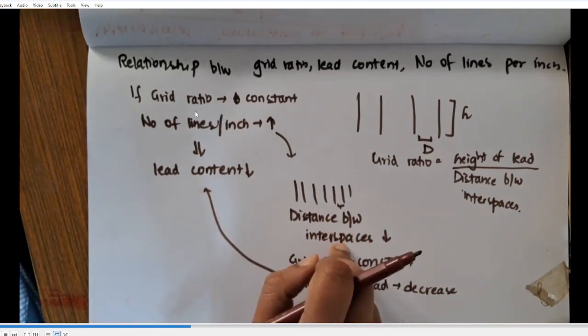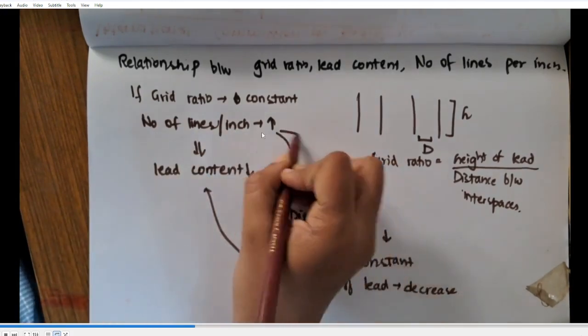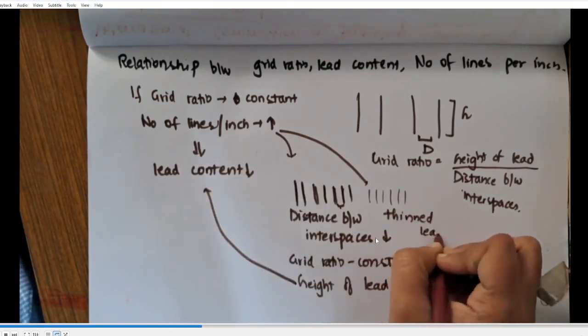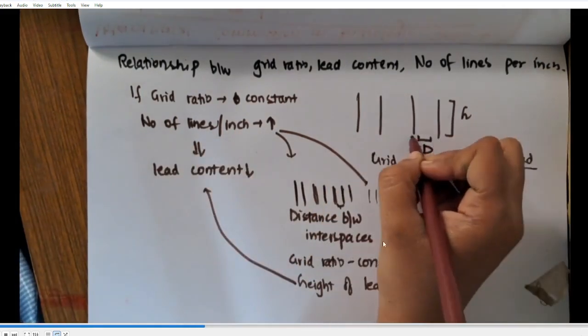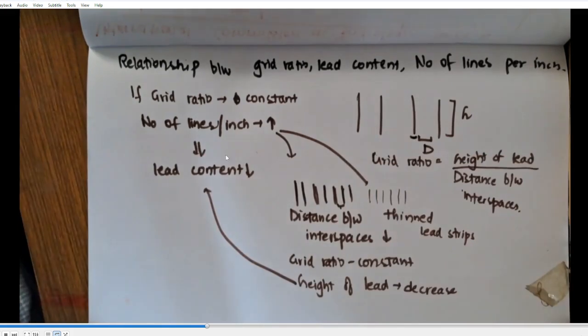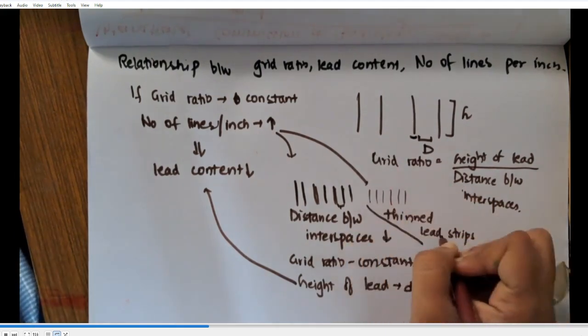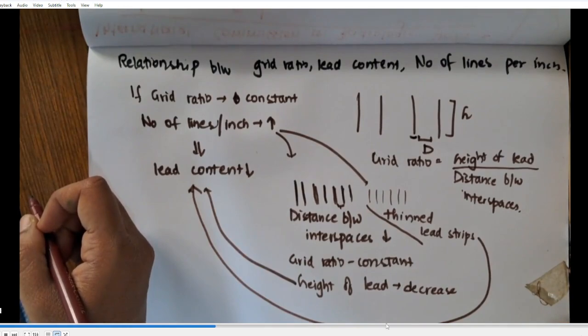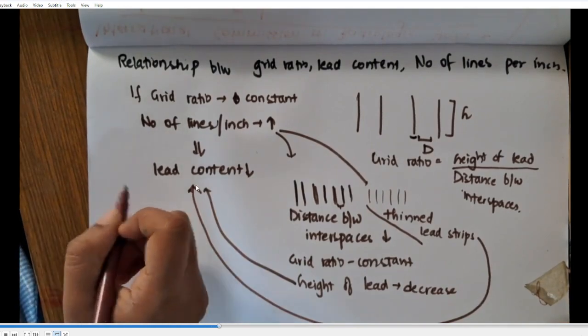So if the grid ratio is constant, the number of lines per inch increases. So this will decrease the distance between the interspaces and lead content will decrease. The second way is to thin the lead strips. One more way is to decrease the thickness of the lead strips or decrease the thickness of interspaces. So when you use thinner lead strips, this also will decrease the lead content.